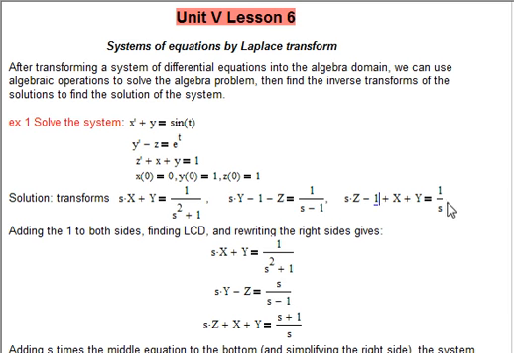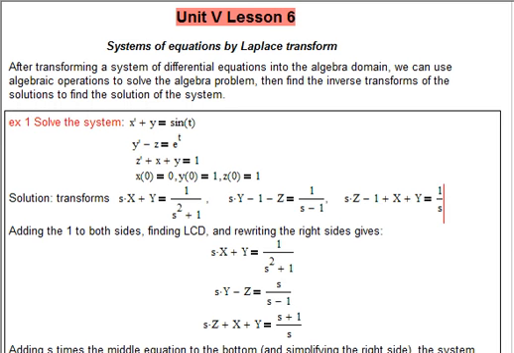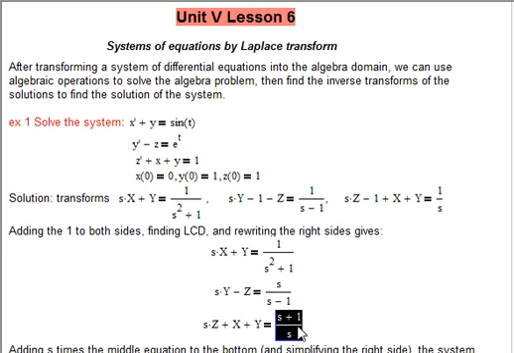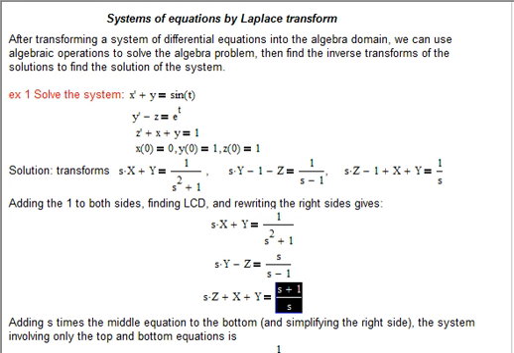And when we add the 1 to both sides for this one, that's 1 over s plus 1, common denominator of s, so it's s plus 1 over s. So sz plus x plus y equals s plus 1 over s. Now algebraically, we want to solve for x, y, and z. So if we add s times the middle equation to the bottom equation, you can see that my sz's would then cancel. And then this third equation and the top equation will only have two variables in it, x and y.